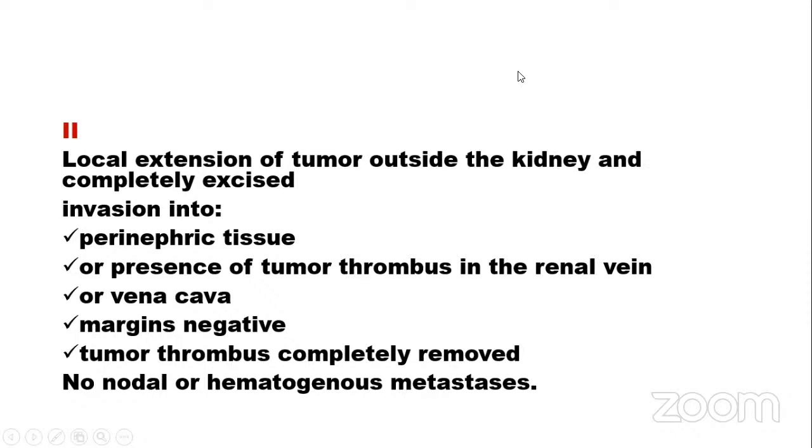Stage 2 is local extension of the tumor outside the kidney and completely excised. We have extension outside the kidney, but it is completely excised: invasion of perinephric tissue or presence of a thrombus in the renal vein or vena cava, with negative margins and the tumor thrombus completely removed. All this is included in stage 2, with no nodal or hematogenous metastasis. But the main point is local extension of the tumor outside the kidney.